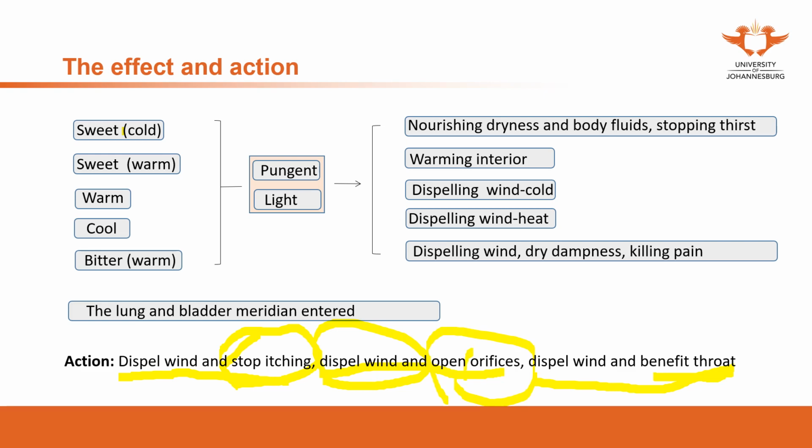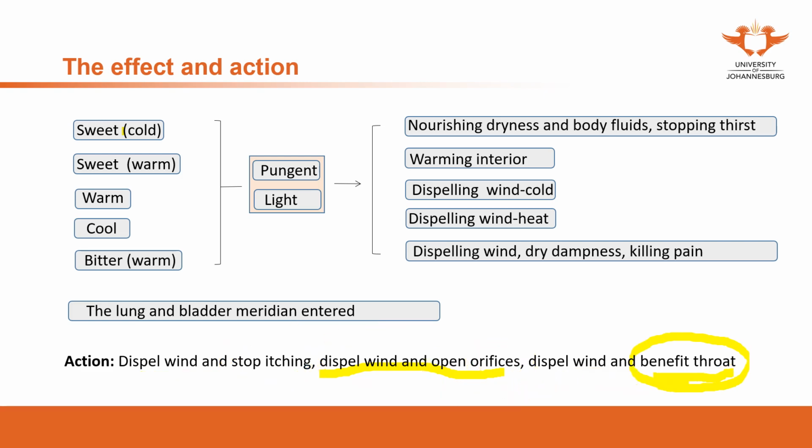The orifice is not related to consciousness, and not related to the heart, mostly such as nose blockage. Orifice: dispel the wind and benefit the throat, for itching throat and sore throat. So for something related to these, we can use this group of herbs.